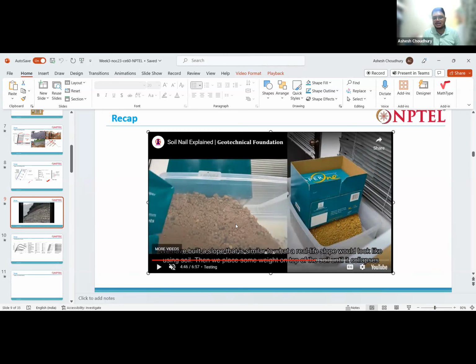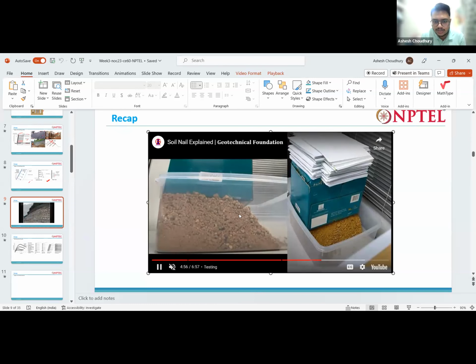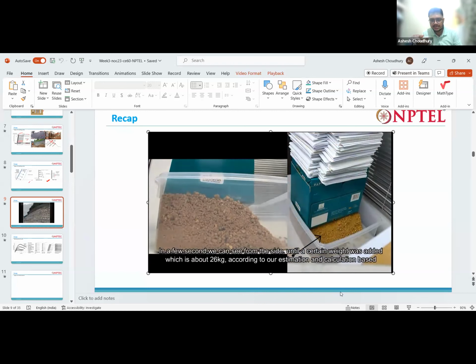Okay, so just see. There is a soil slope here, and we are putting some load over it. We keep on increasing the load. A point will come where we will see the soil starts deforming, or the slope continues to fail. So they are putting the load, increasing the load, and now you see, it has started to fail.